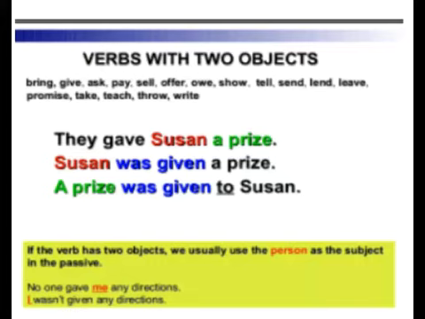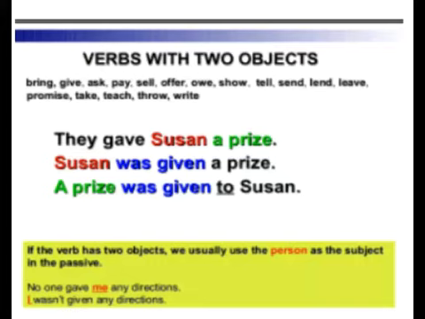They gave Susan a prize. Step 1 is to identify SVO. Here they is the subject, gave is the verb. It is in past tense. Let's find out the object. They gave what? And the answer you get is a prize. A prize is a direct object.